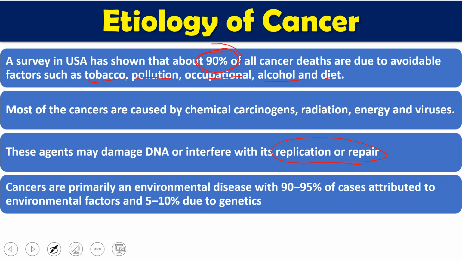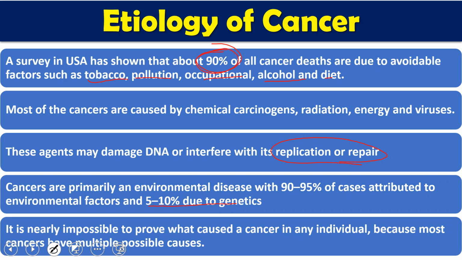Roughly, as I have told you, more than 90 to 95% of cases are attributed to environmental factors, which are not transferred from one generation to the next, and only 5 to 10% of cases are due to genetics, which we get from previous generations.